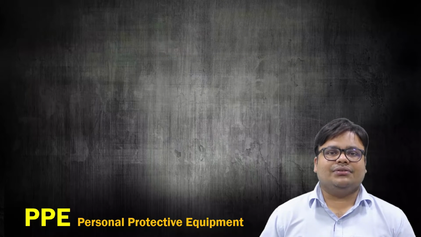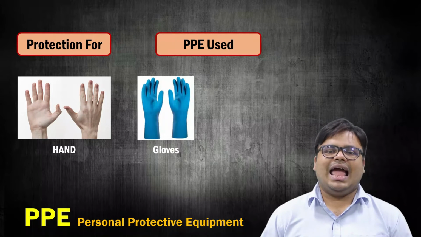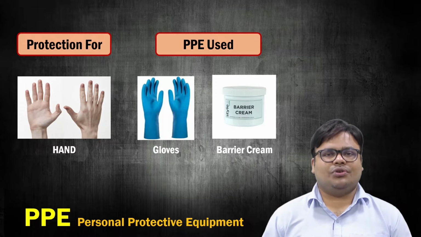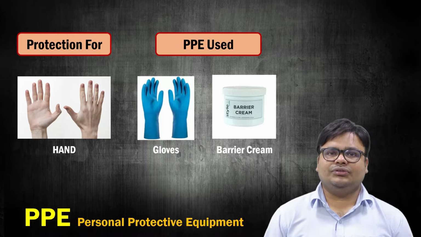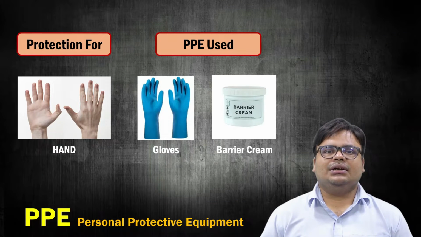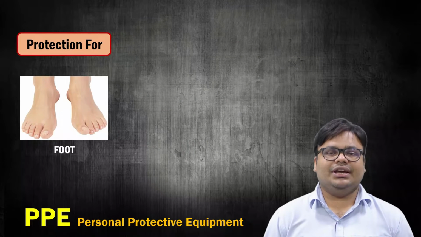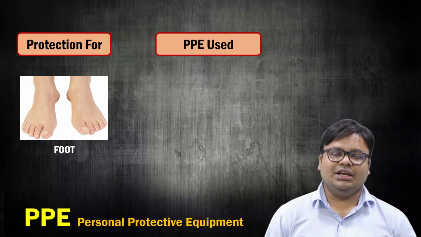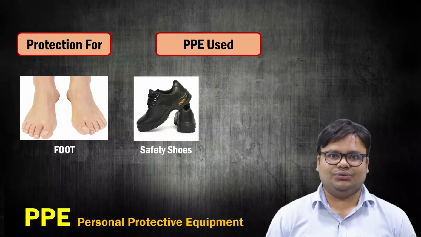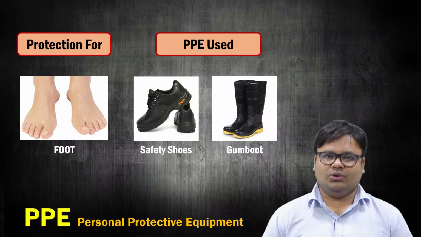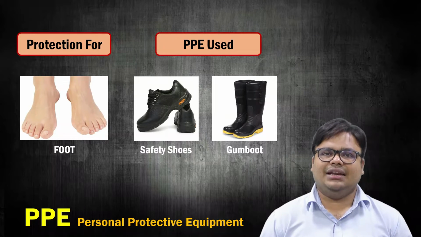Now, for our hands, what should we use? We should use gloves and barrier cream. Gloves we commonly know. Barrier cream can also be put on our hands, which will save us from different hazards. Next, moving to the foot. To protect the foot we should use safety shoes or gum boots, which most of us know.